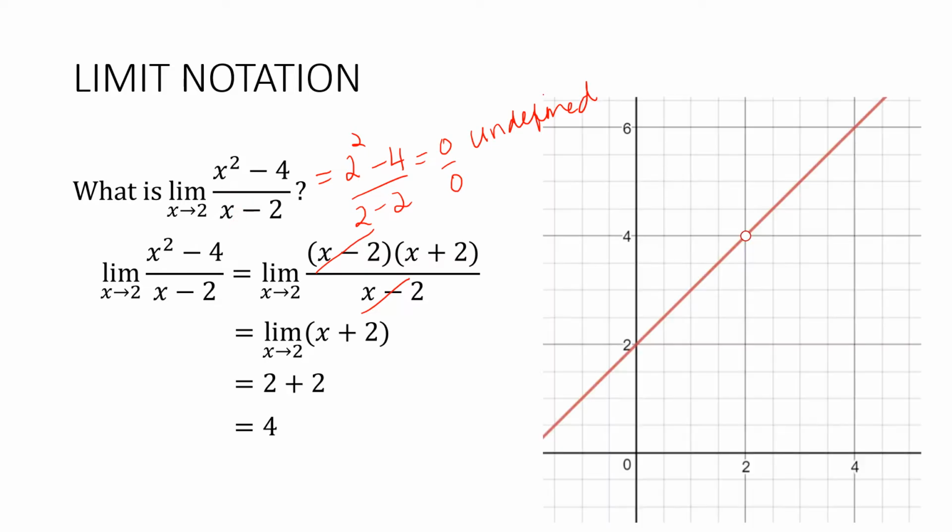It's actually a straight line, which might surprise you. It's actually y is equal to x plus 2, the straight line, except it has a hole in it. It's not defined when x is equal to 2. But have a look at the limit. As x gets closer and closer to 2, the line gets closer and closer to 4, and that's from both directions. So the limit is 4.